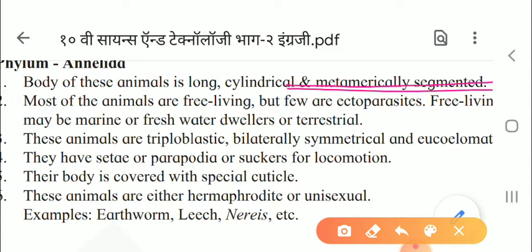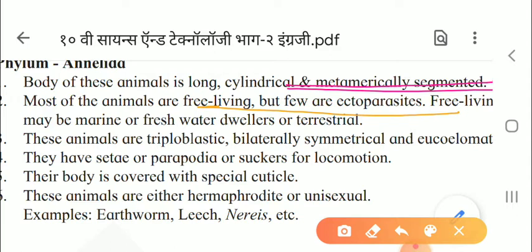Now let us see the second point. Most of the animals are free living, but a few are ectoparasites. What is the meaning of ectoparasite, children? Ectoparasite means they are parasites on the outside of the host body.